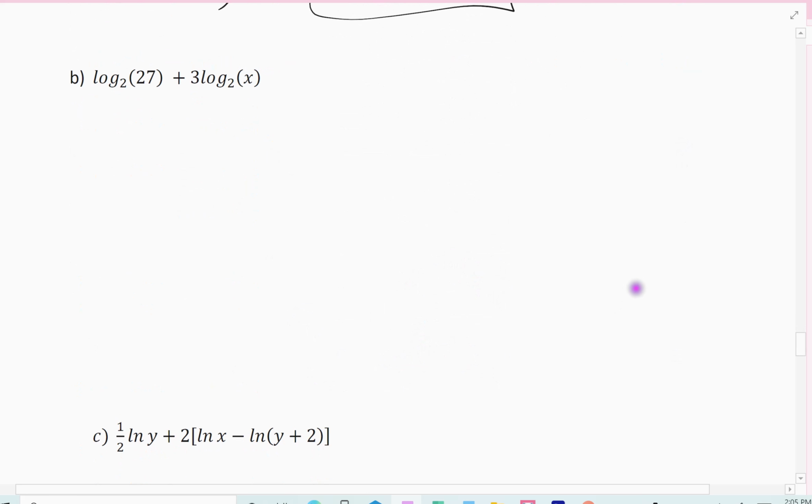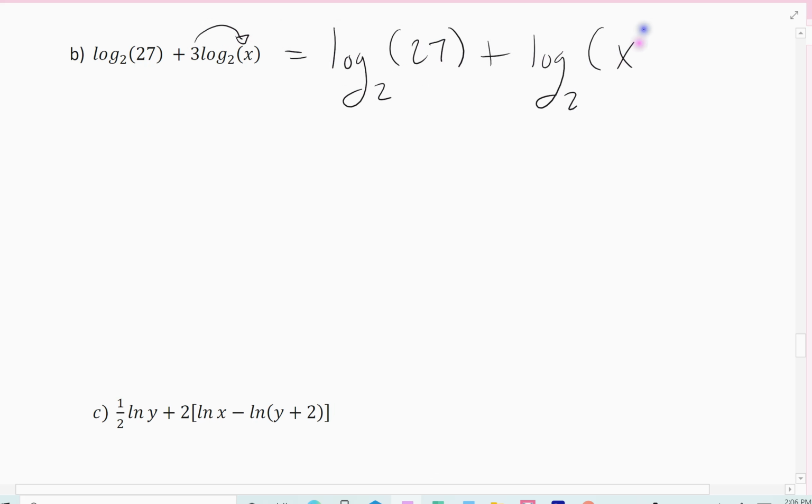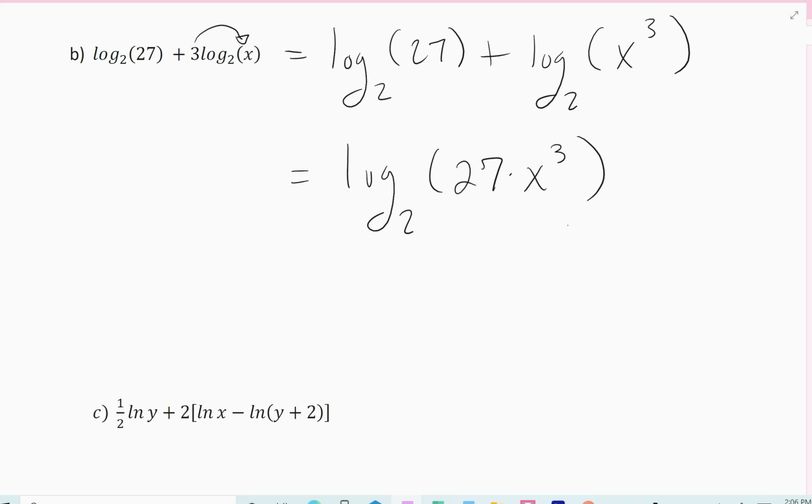Next example. Log base 2 of 27 plus 3 times the log base 2 of x. The first thing I'm going to do is move the 3 inside. So log base 2 of 27 plus log base 2 of x cubed. Then combine the two into log base 2 of 27 times x cubed. There's really nothing more I can do. It's a single logarithm: log base 2 of 27x cubed.